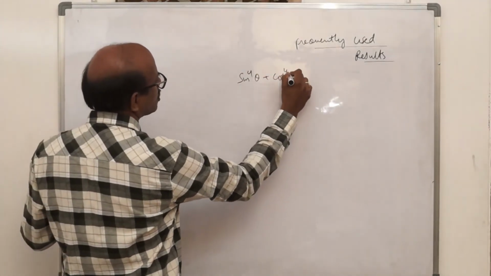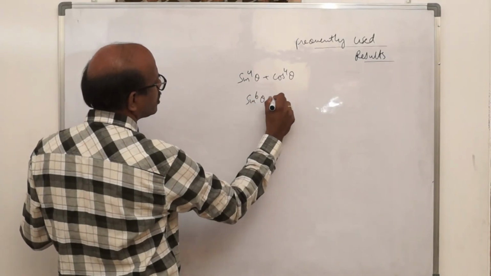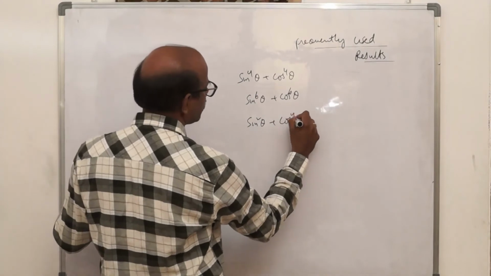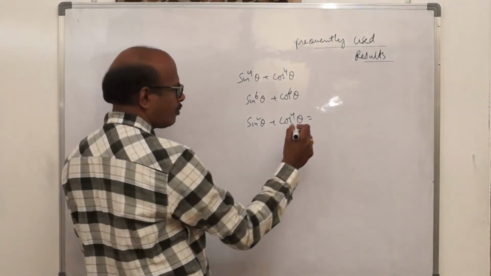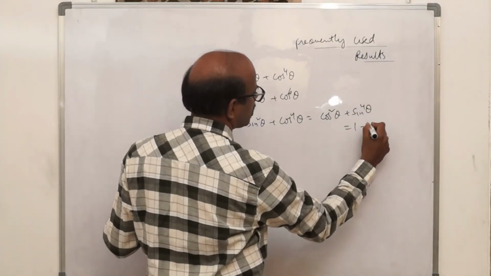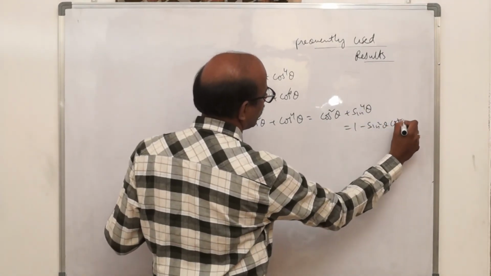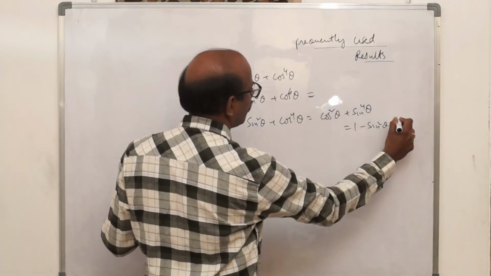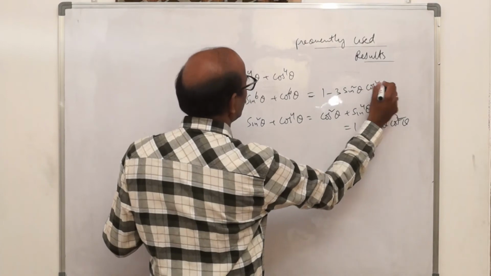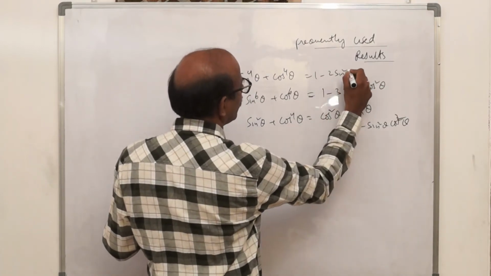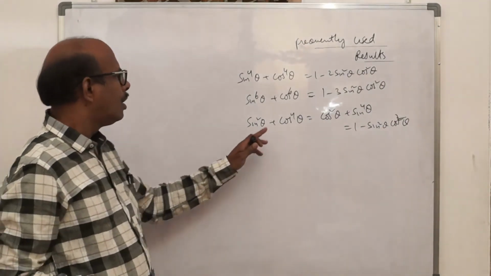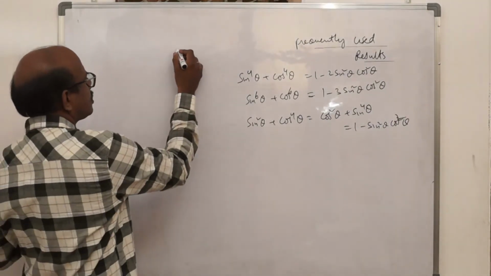Sin power 4 plus cos power 4, sin power 6 plus cos power 6. Sin power 4 plus cos power 4 is 1 minus 2 sin square theta cos square theta, and sin power 6 plus cos power 6 is 1 minus 3 sin square cos square. Now I am going to prove one result: sin power 6 plus cos power 6.